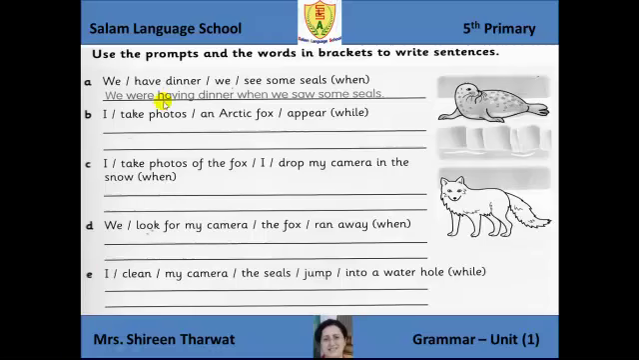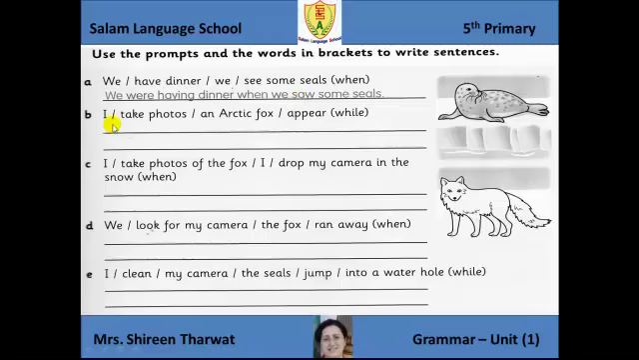Use the prompts and the words in the brackets to write sentences. Let's read the first example together. We have dinner, we see some seals. The answer will be: we were having dinner when we saw some seals. We put here the first action in the past continuous. We put were plus verb plus ing, and after when we put the past simple.